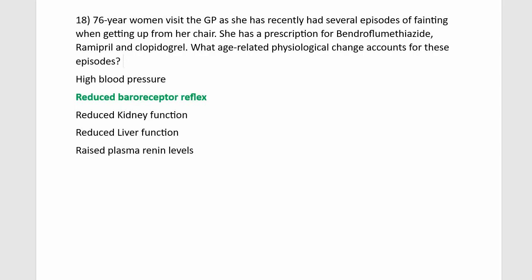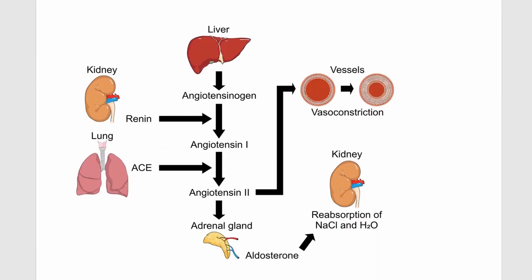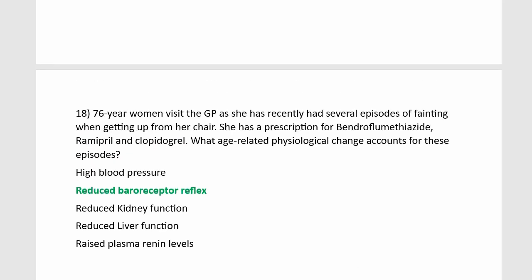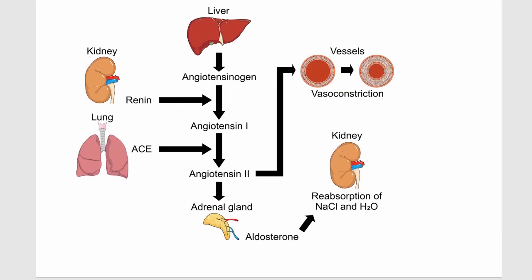But why isn't it the other ones? For this, we're going to have to look at what is known as the RAS system, the renin-angiotensin-aldosterone system. And we'll just talk through this. So she's taken a few medications. In fact, what was she taking? She was taking ramipril, clopidogrel, and bendroflumethiazide. All of those are related to cardiology. So the medication she's taking could have contributed to orthostatic hypotension. Bendroflumethiazide specifically is a diuretic that can lower blood pressure.